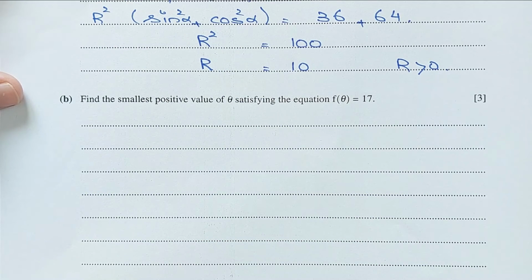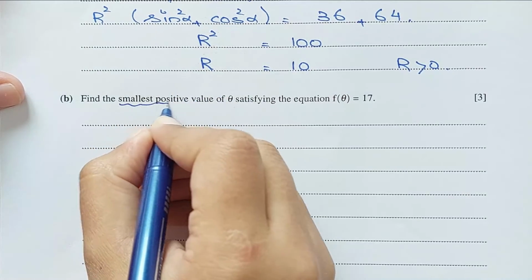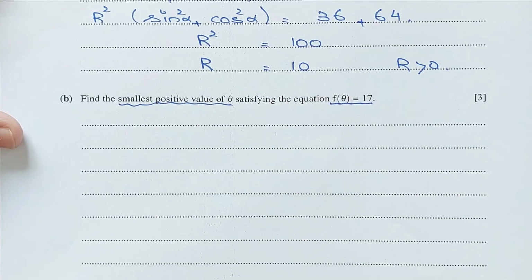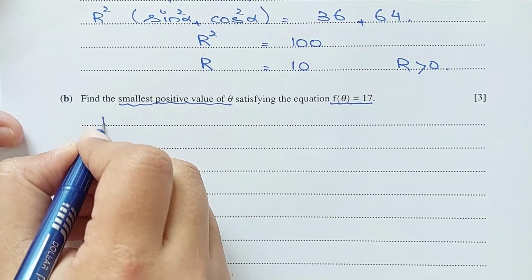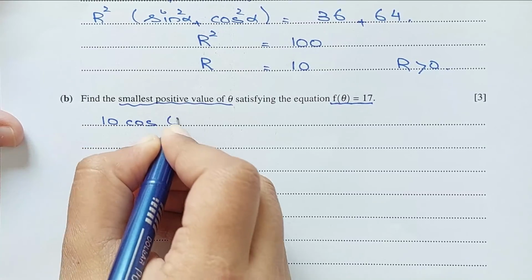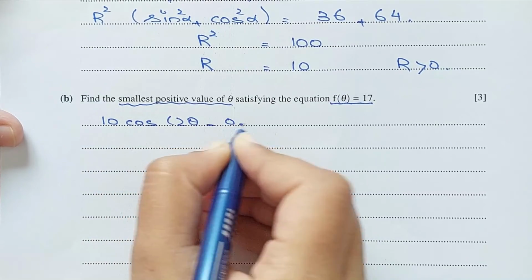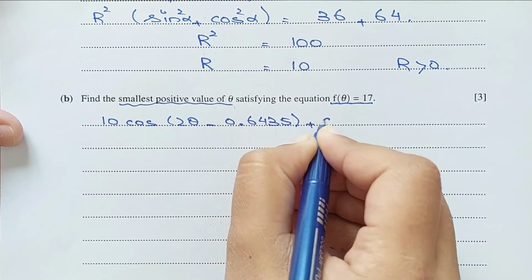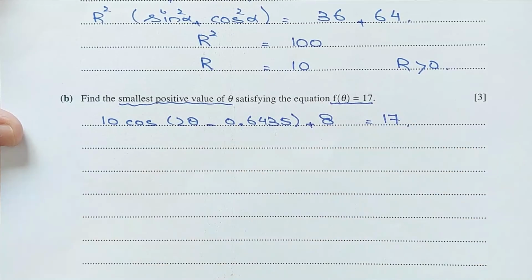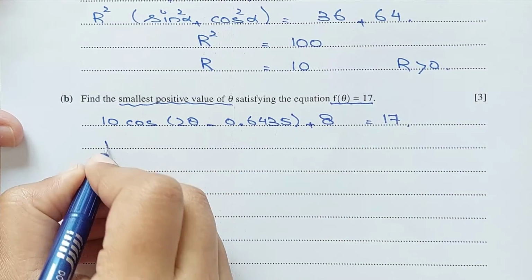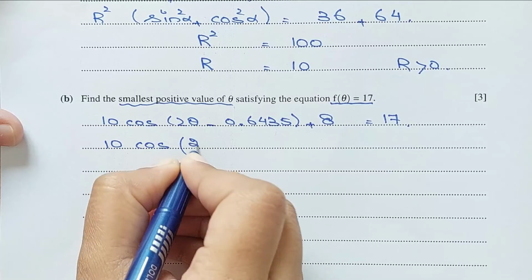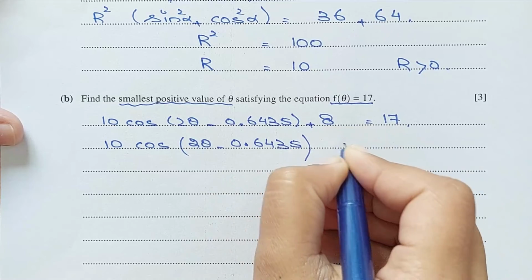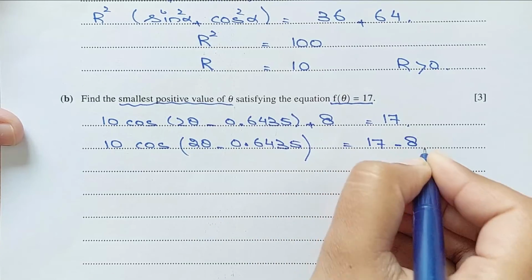Now for part B, find the smallest positive value of theta satisfying the equation f of theta equals 17. So we have f of theta equals 10 cos(2 theta minus 0.6435) plus the k value 8. This is equal to 17. We have to solve for theta. Okay, so 10 cos(2 theta minus 0.6435) equals 17 minus 8, right?